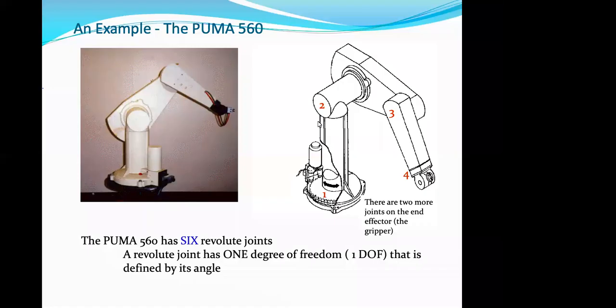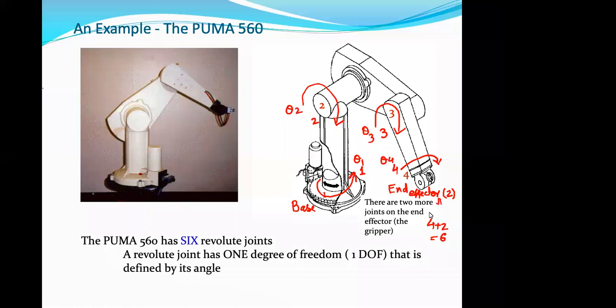Second motion, third motion, fourth motion, and 4 plus 2 is a total of 6 degrees of motion. So the Puma 560 has 6 revolute joints. A revolute joint has 1 degree of freedom that is defined by its angle. So naturally, these are theta 1, theta 2, theta 3, theta 4, and two revolute motions, theta 5 and theta 6, in the end effector.